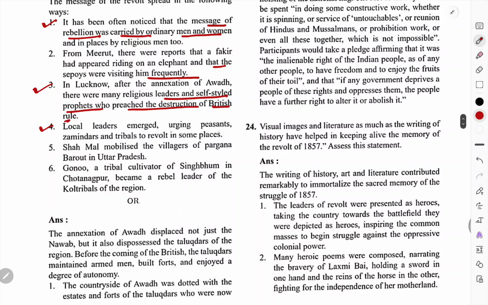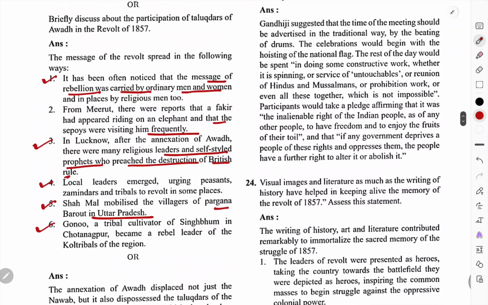Question number 14. Local leaders emerged urging the peasants, zamindars and tribals to revolt in some places. Shah Mal mobilized the villagers of Pargana Baraut in Uttar Pradesh. Gonoo, the tribal cultivator, and Singrai in Chota Nagpur became rebel leaders of the Kol tribals of the region.